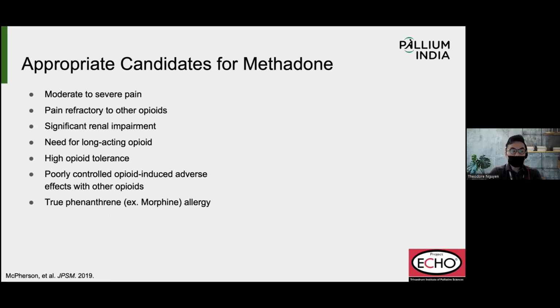So now that we've talked about some monitoring and risk factors, how do we choose who might be a good candidate for methadone? So typically when we're looking at patients and wanting to consider methadone, we think about patients that are having moderate to severe pain, potentially pain refractory to other opioids, patients that have significant renal impairment, or need of a long-acting opioid. So if they're having around-the-clock pain and needing their immediate release opioid very frequently, and also patients that have a high opioid tolerance. So if they're requiring very high doses, for example, morphine, this may be a good option. And also patients that are having poorly controlled opioid-induced adverse effects with other opioids.